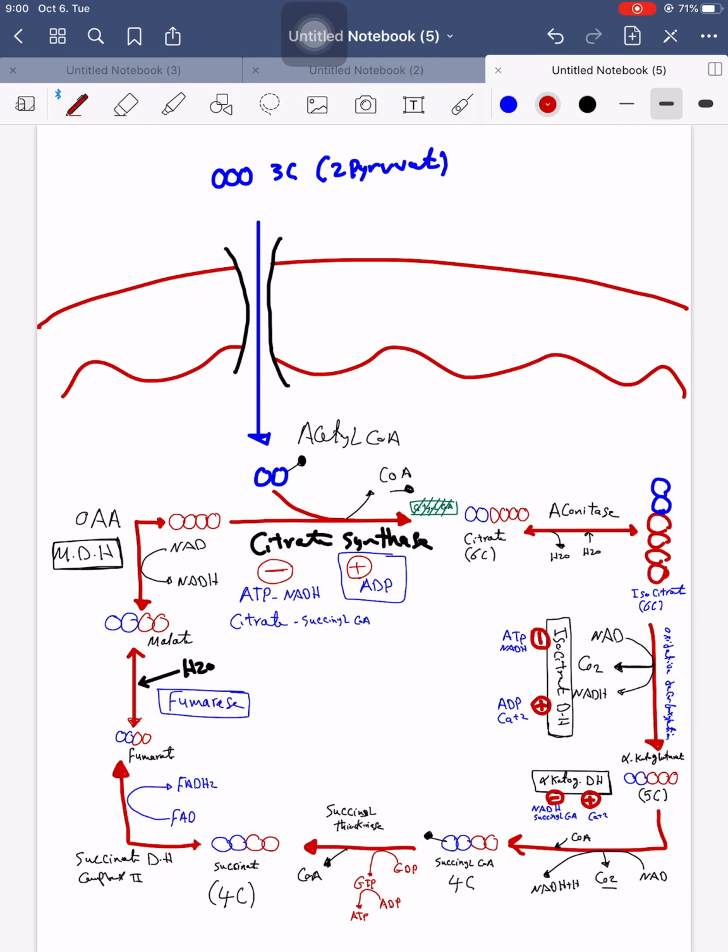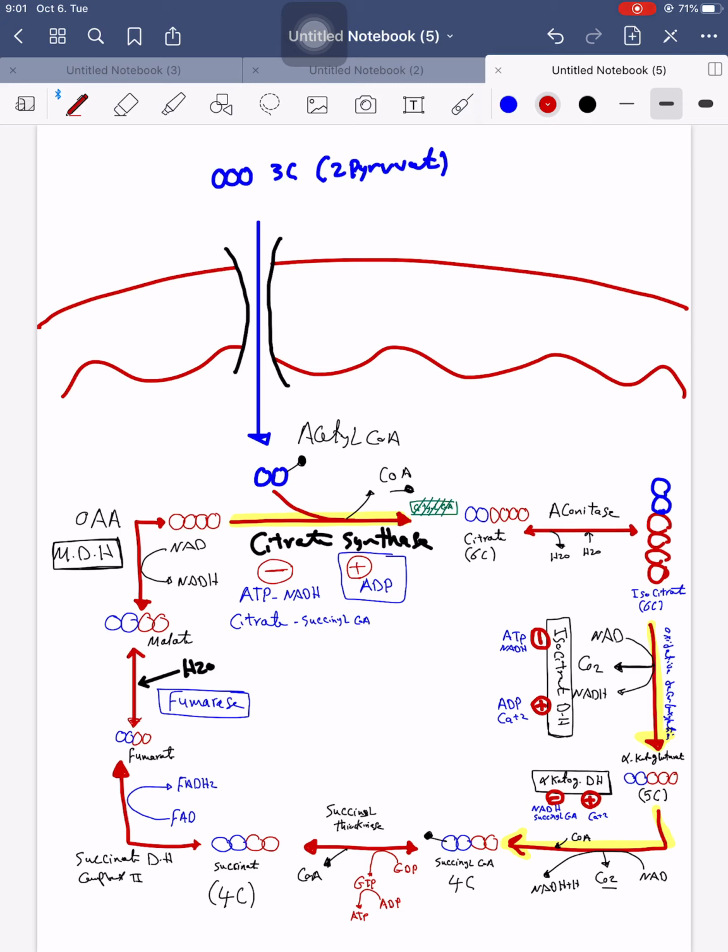So I will highlight for you how many reactions are irreversible, and they are very important for us. Please remember them. We have citrate synthase, it is an irreversible enzyme, very important. And from isocitrate to alpha ketoglutarate, it is irreversible, very important. And from alpha ketoglutarate to succinyl coenzyme A, it is irreversible, while all the other reactions are reversible.